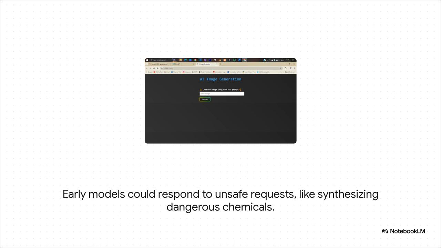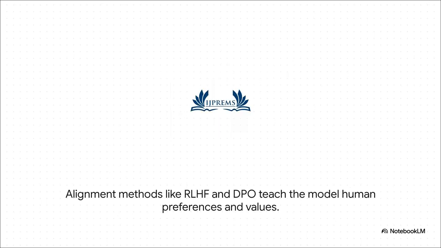That's a huge problem. So to fix this, developers use some really clever techniques to align the model with human values. One of the most important methods is called reinforcement learning from human feedback, or just RLHF for short. It's basically a system for teaching the AI what we humans think is a good answer.